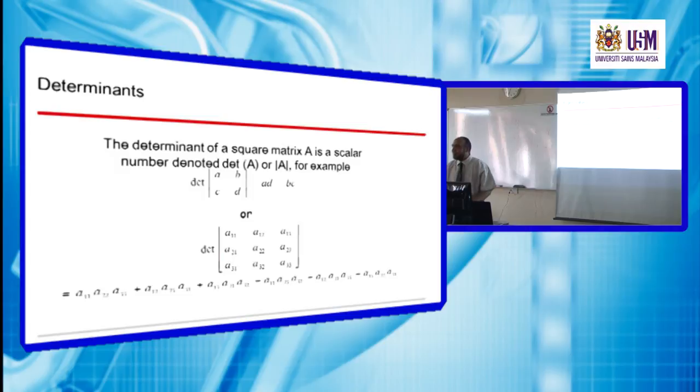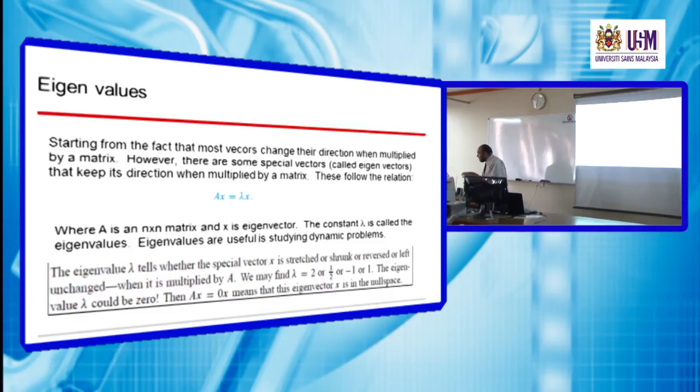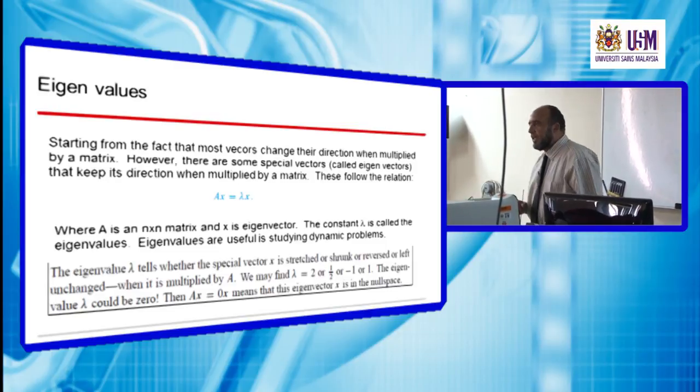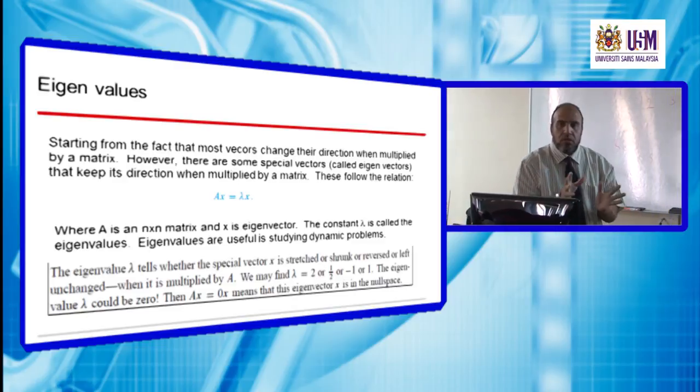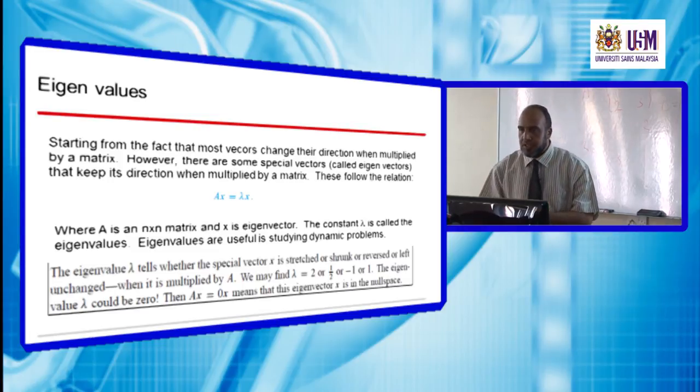I need your concentration because eigenvectors and eigenvalues are somewhat more complicated than the items we spoke about at the start of this class. We will define the eigenvalues through the definition of the so-called eigenvectors. Any vector, when multiplied by a matrix, will change its direction. You know, a vector is a magnitude and direction. I'm moving with some velocity from this place to this place, so this is a vector from a starting point to an ending point. This vector changes direction when it's multiplied by a matrix. So the matrix is responsible for changing the directions.